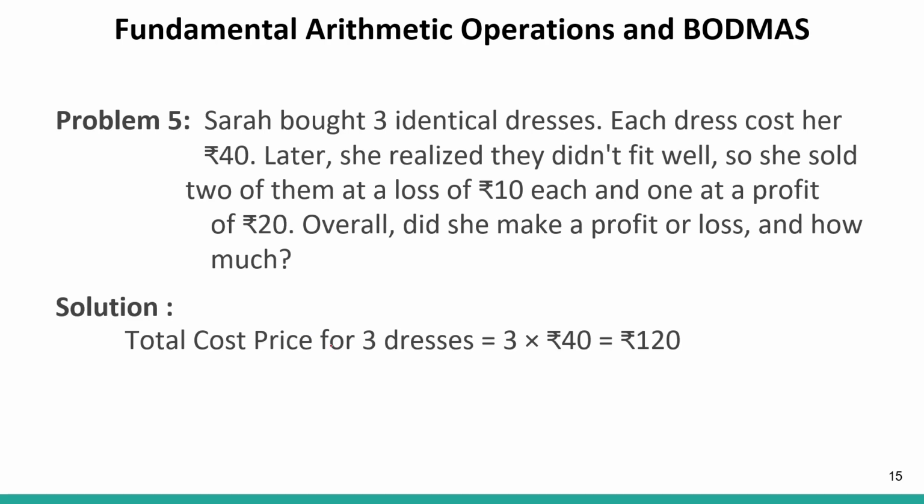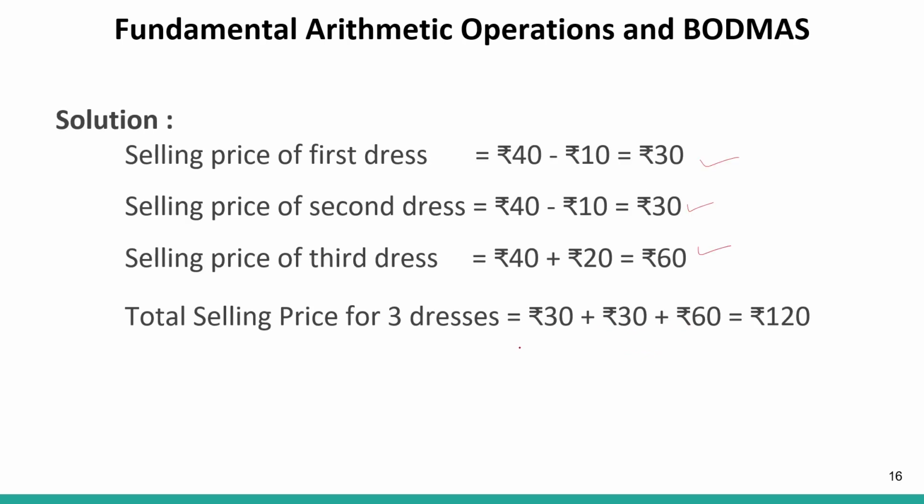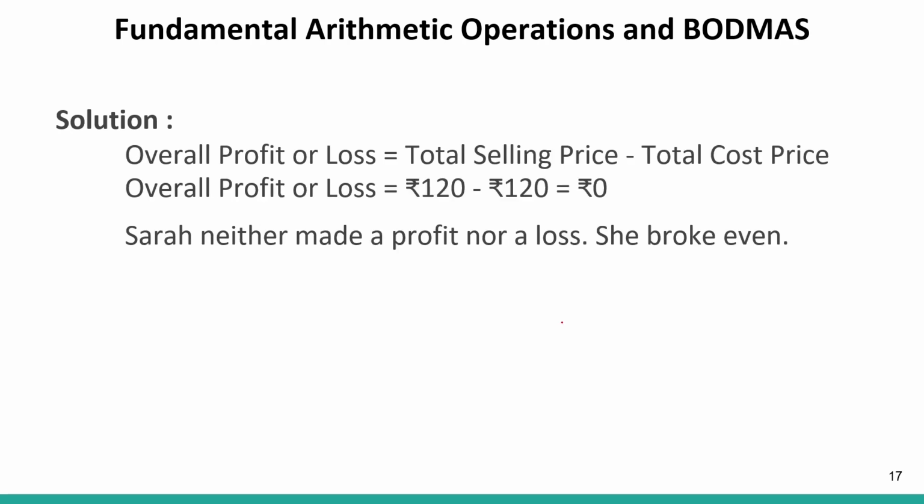Okay. So total cost of 3 dresses is 3 into 40, which is equal to 120. The selling price of the first dress is 40 minus 10, which is equal to 30. And the selling price of the second dress is 40 minus 10, which is equal to 30. But the selling price of the third dress is with 20 rupees profit, so it will be 40 plus 20, which is equal to 60. So the total selling price of 3 dresses is 30 plus 30 plus 60, that is equal to 120 rupees.